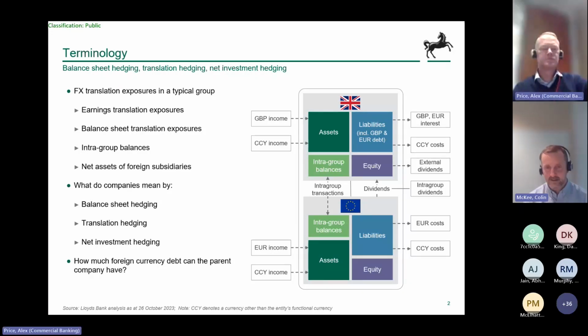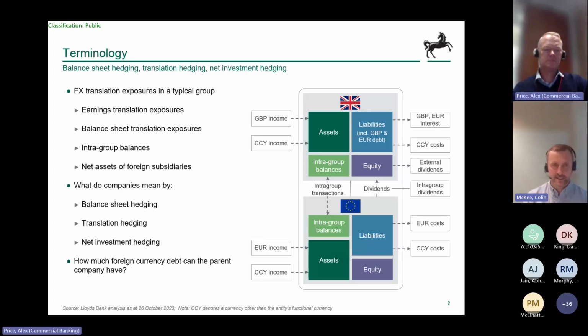This is really how the accounting rules think about removing volatility. So if you have foreign currency debt, so euro debt in this example in the top co, in order to remove the FX volatility in the income statement of that debt translating, it can generally be designated as a hedge of the net assets of the European subsidiary. So that's really how the accounting rules think about it. So people then talk about net investment hedging as hedging of those net assets.